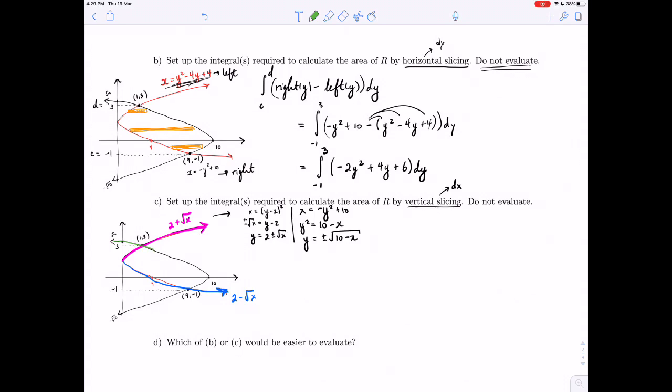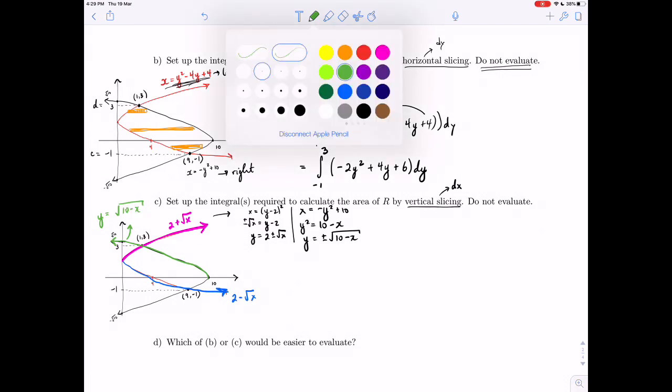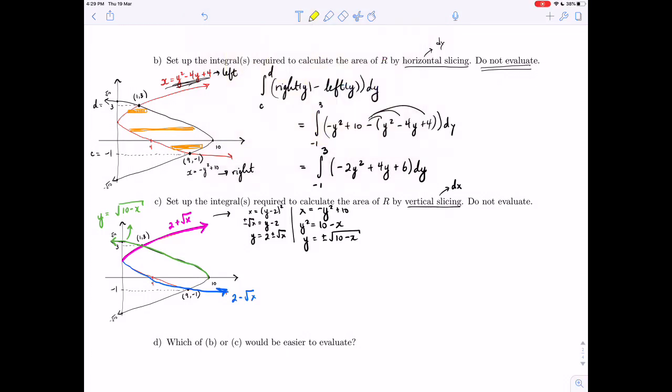So let's go and write this one in green. That is again the positive root. So that is y is plus the root of 10 minus x. And then what color were we missing? How about a nice yellow? So this root down here is going to be y is negative, oh, the yellow doesn't show up so well, hey? Negative the root of 10 minus x.